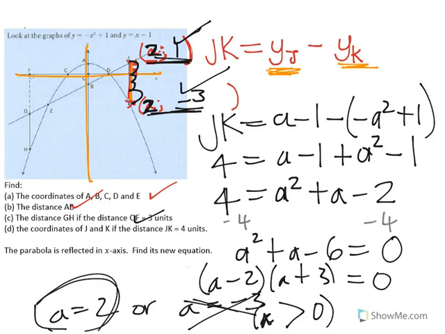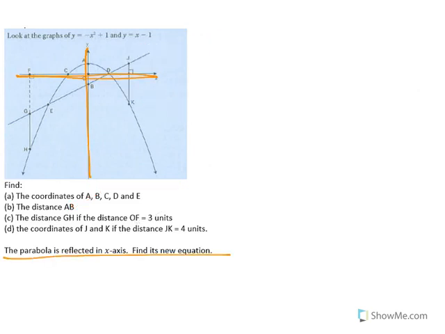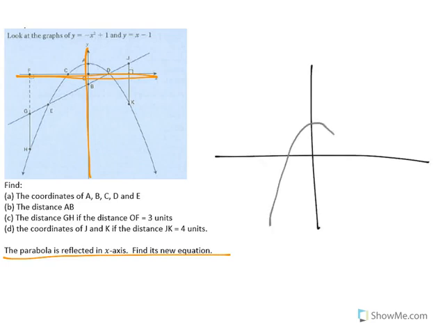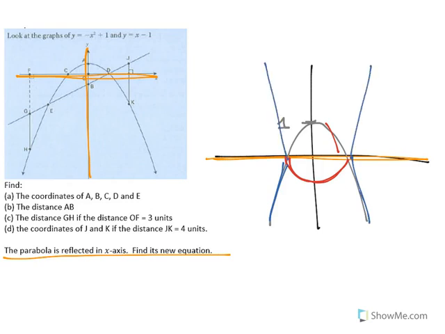Cool. And then the last kind of question you can expect to see is this one over here. The parabola is reflected in the x-axis. Find its new equation. So we're going from a parabola that looks like that, and we've said its turning point is happening over here, and it's being reflected in the x-axis, meaning that this little guy is going to come down over here, and these little legs are going to go over there, right?